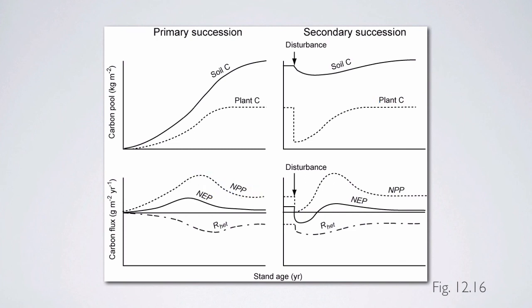With secondary succession, after the disturbance, soil carbon doesn't necessarily go down that much. And as a consequence, plant carbon can respond a lot faster. So you're going to have a situation where plant carbon is relatively low directly after the disturbance, but it can rebound relatively quickly. And we have the same general patterns of NPP and NEP being greatest during intermediate age stands.